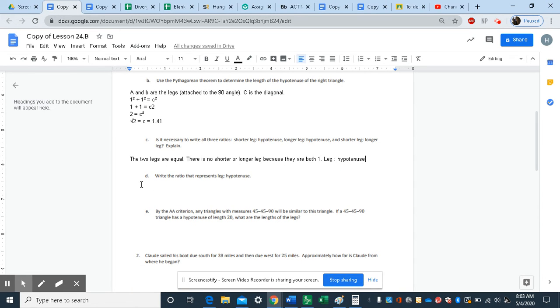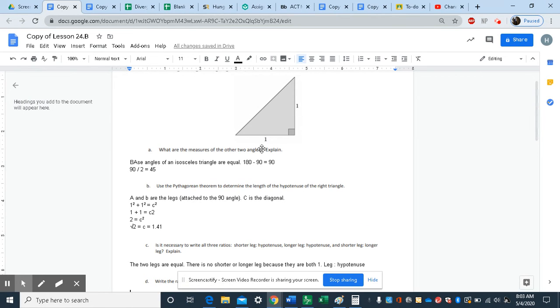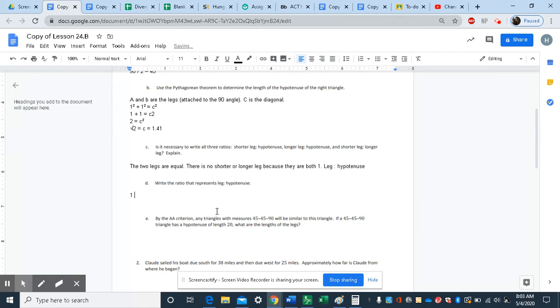So what we're going to do is write it in terms of lengths. What is the length of either one of the legs? We look up here at the picture. It doesn't matter which leg we use because they're the same. So it's going to be 1 to the length of our hypotenuse. And the length of our hypotenuse is root 2.